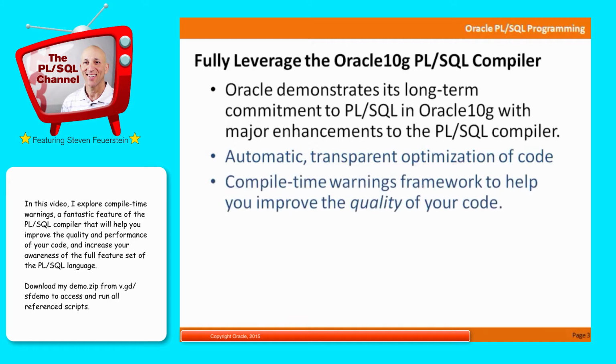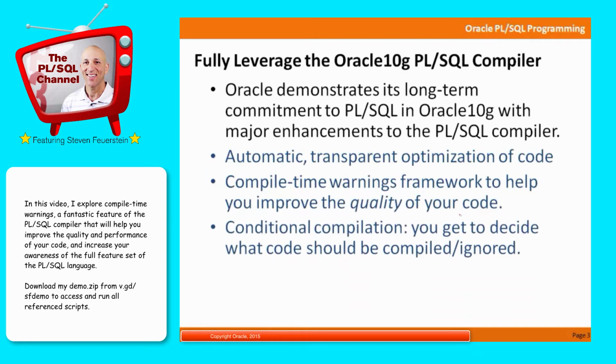We have compile time warnings that help you improve the quality of your code. And we have conditional compilation, in which you get to decide what code should be compiled and what code should be ignored, a very interesting feature, which I cover in the next lesson in this series. But in this lesson, let's talk about the compile time warnings framework.